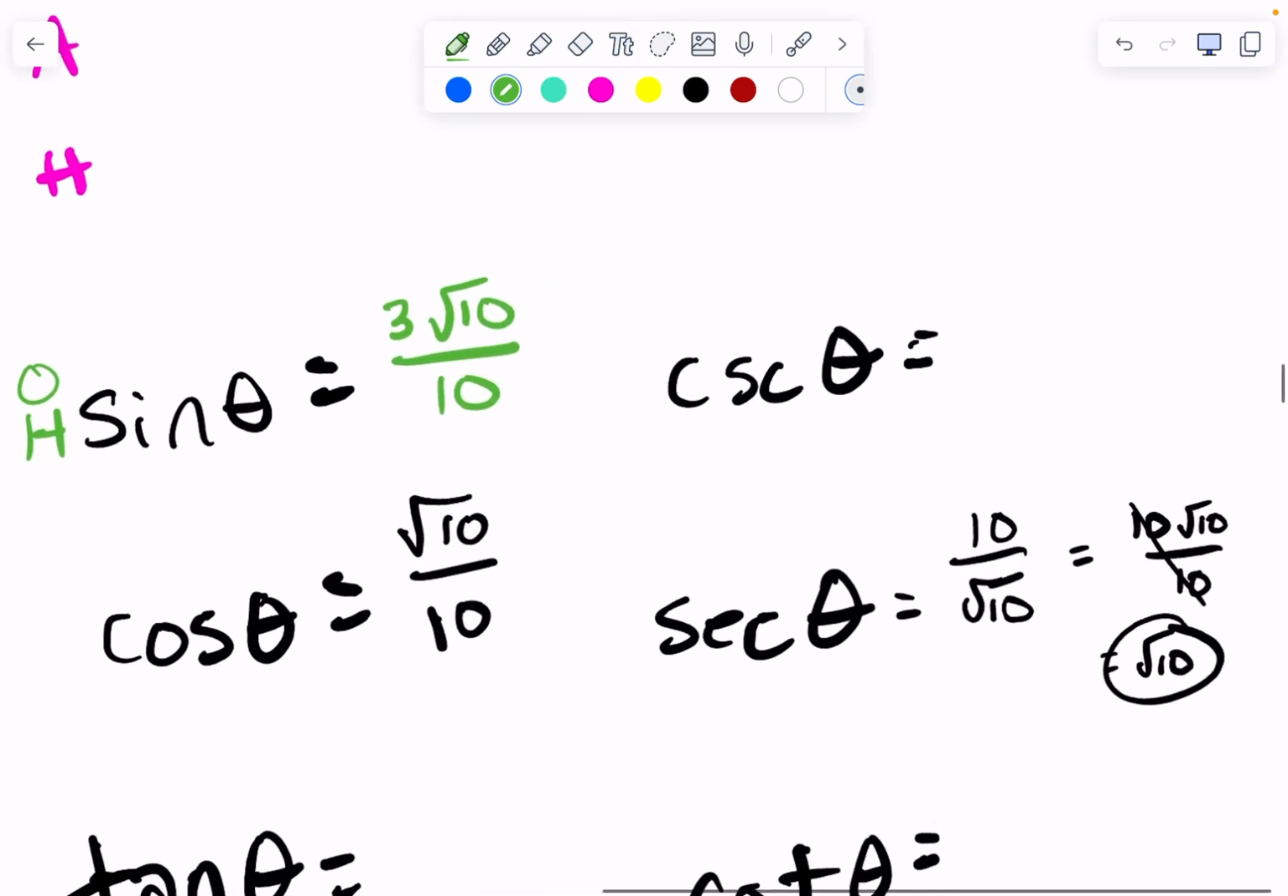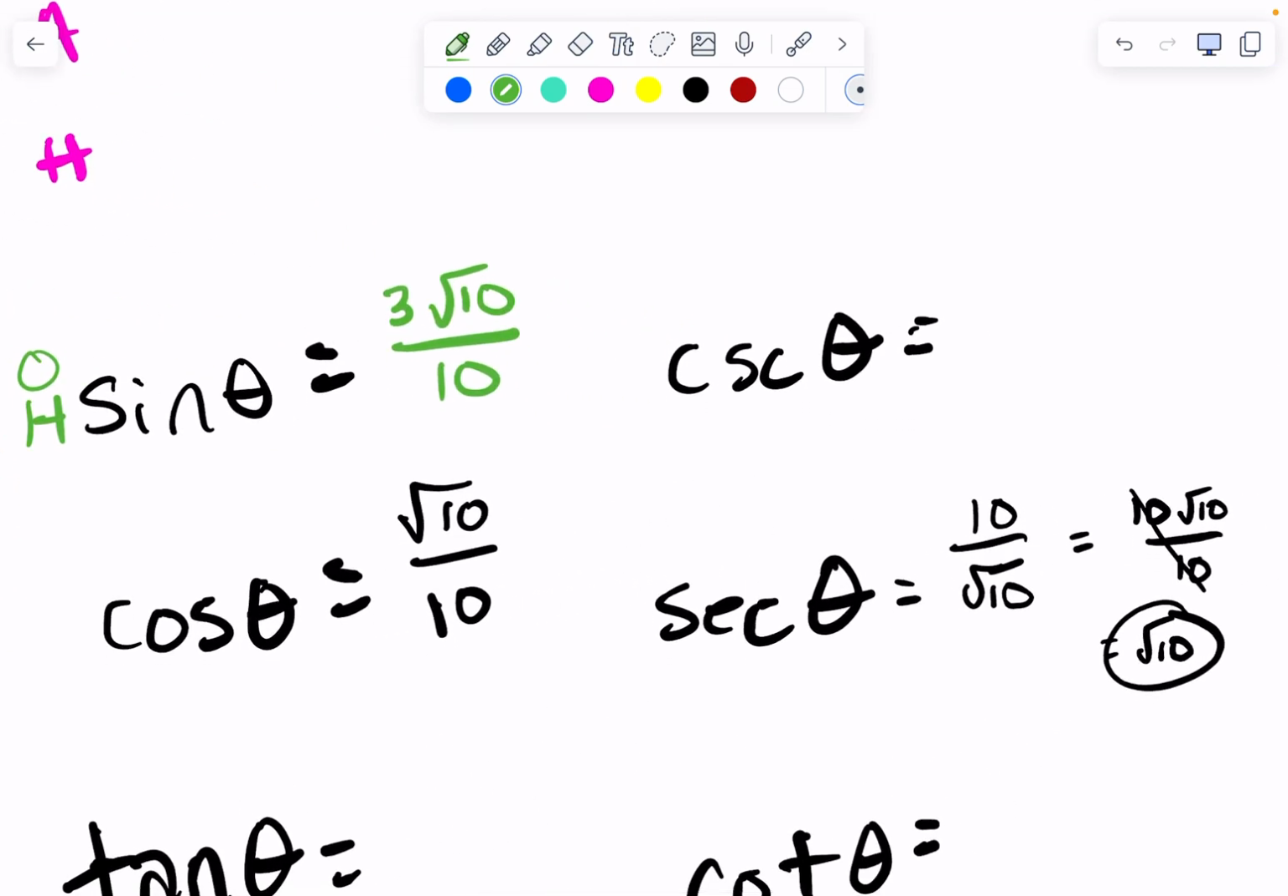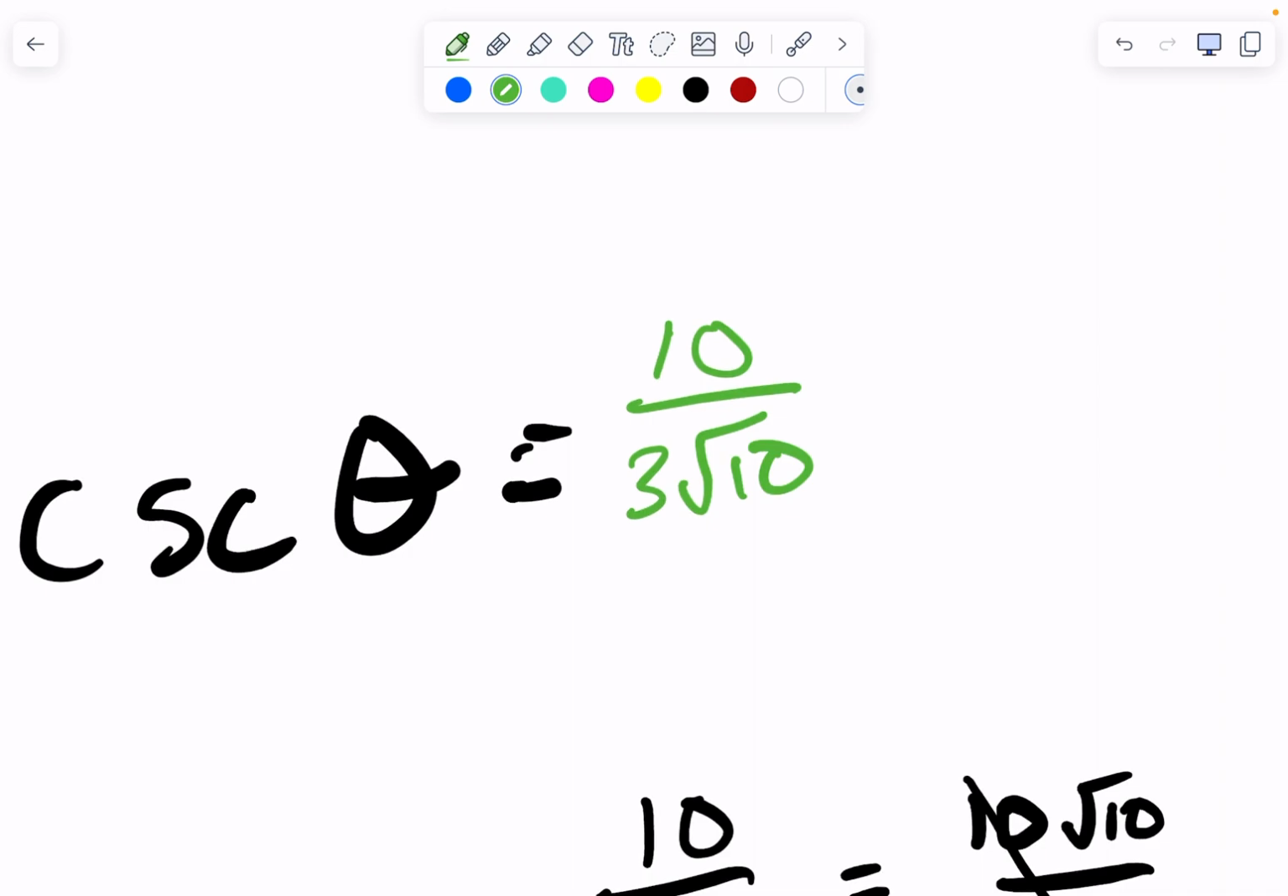No. Ugh, oy vey. Cosecant. Gross. If I flip that, it is 10 over 3 square roots of 10. How do you get that square root of 10 out of the bottom? Multiply by what? The 3 I don't have a problem with. I only have a problem with the square root of 10.